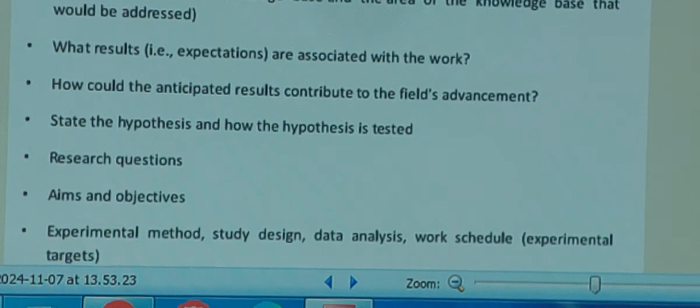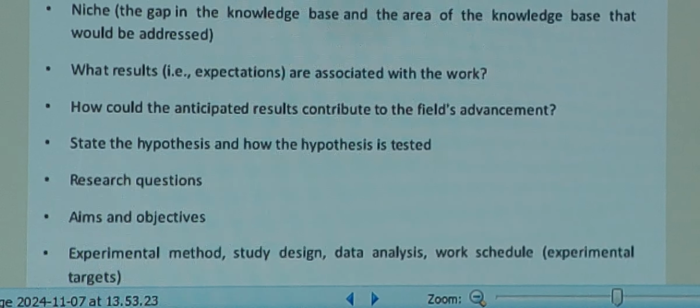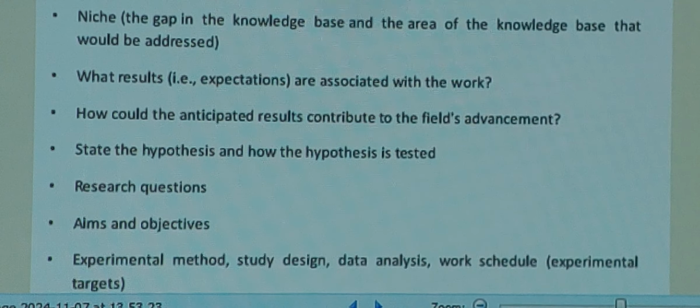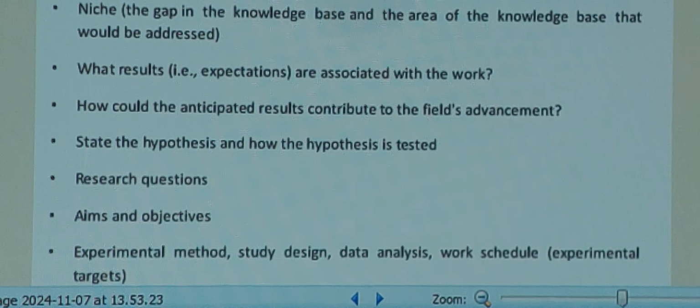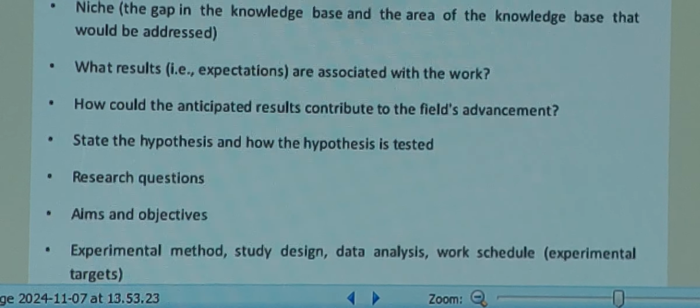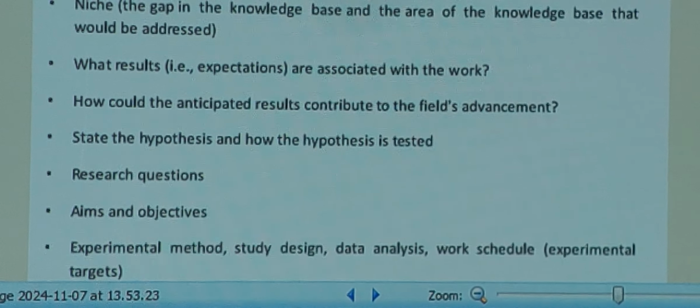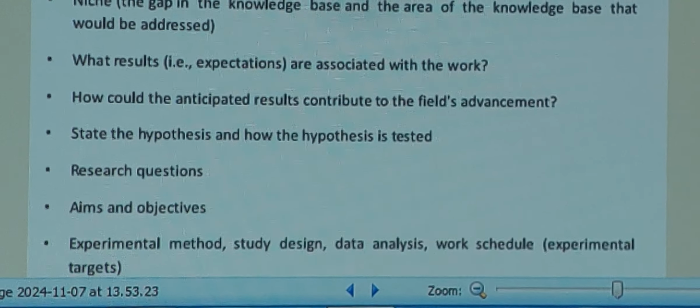You have to identify the research gap and the important research gap, that is niche. Research gap is not niche. The important point, the key point, that is niche. Okay, that you have to identify. Then expected result. It is a part of hypothesis. The expected result that you must write in 1 or 2 lines. These are the expected results and how the anticipated result contributes to the field advancement.